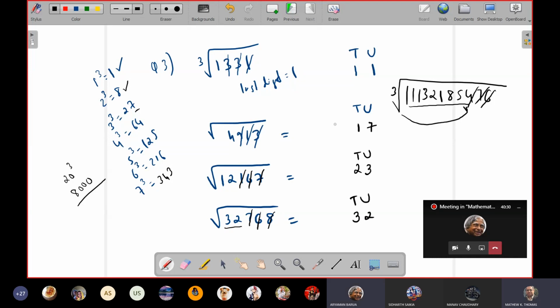Okay. Is it clear? Have you copied down this? Yes. Note down this, please. No, 1 minute. Everyone finished? Can I shift the screen? Yes, sir.